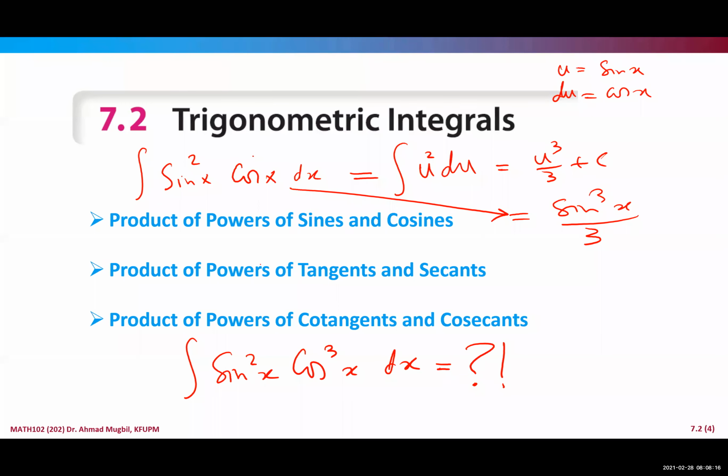And the product of powers of tangent and secant follows the same idea. Also, the same can be applied for cotangent and cosecant. By the way, this will depend in some way on this one. We will try to convert it to have du. So the problem here is, if we put u equals sine x, we need du. du will be cosine, so we will save a factor of cosine. We will see that together, inshallah.